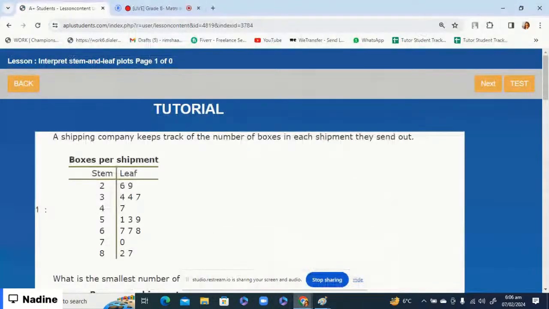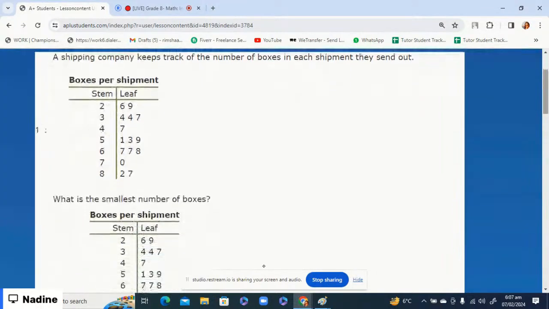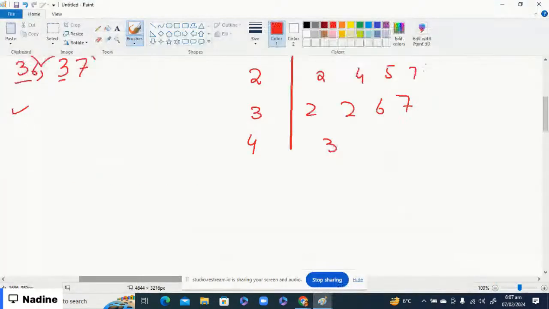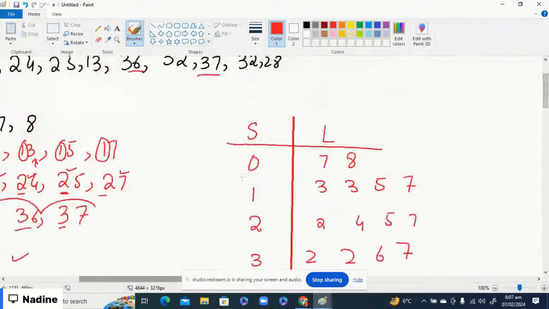A shipping company keeps track of the number of boxes in each shipment they send out. The boxes per shipment are given, the stems are given here, and these are the leaves. So what is the smallest number of boxes? Look here. The first box is 26, then 29. Basically the stem is combined with the leaf, so as a total it becomes 13. We write it as a total of 13.